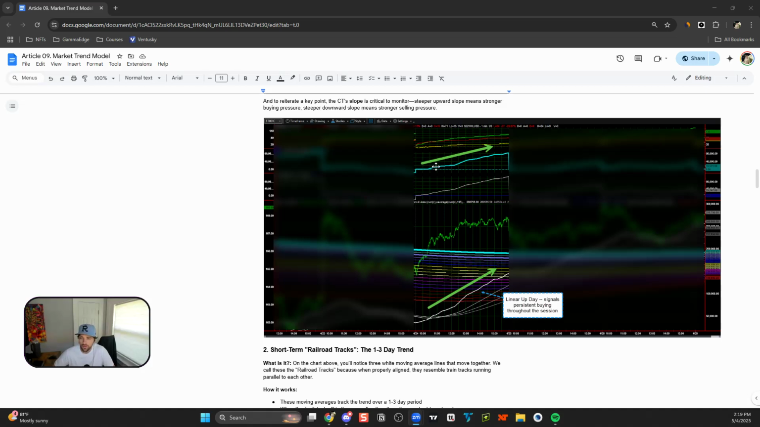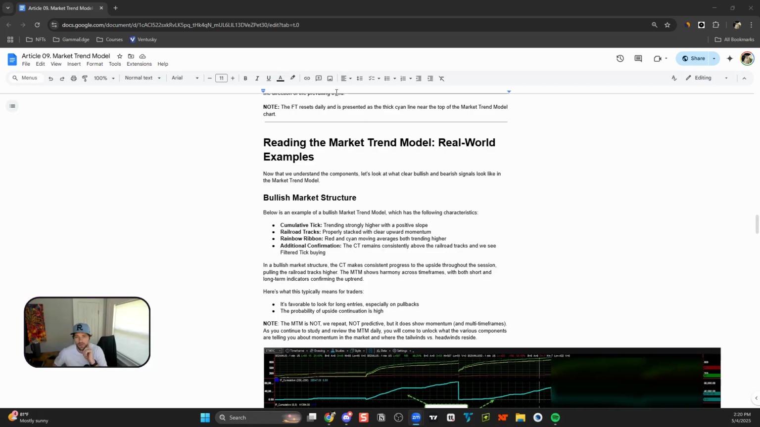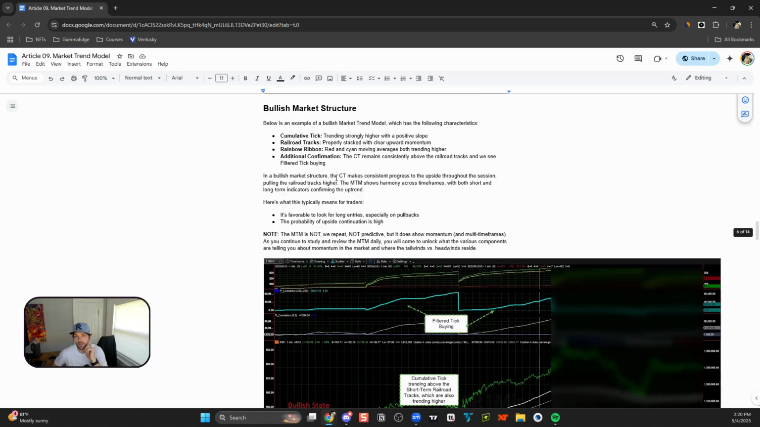So when we see this strongly moving higher, this represents that large, institutional-like transactions are coming into the market. So this is most ideal on an intraday basis when we see a strong trending move higher, and a strong filtered tick that is supportive that there is real large buying behind the buying that is being represented by the cumulative tick itself. And so now that you understand the components of the market trend model, let's get into a bullish structure, a bearish structure, and what a reversal structure looks like.